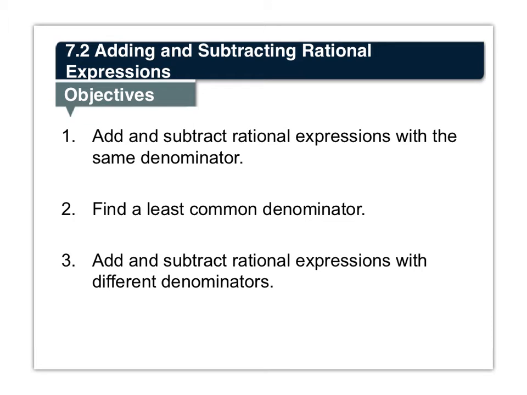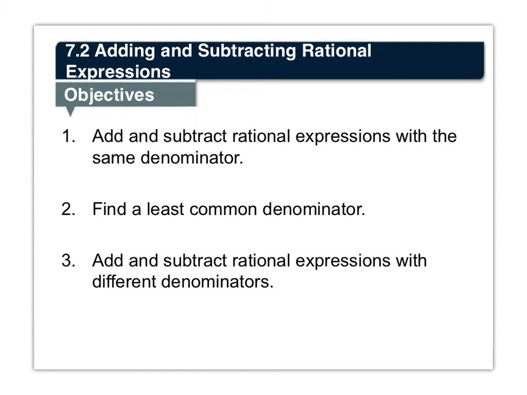In section 7.2, we are adding and subtracting rational expressions. Our objectives are to add and subtract rational expressions with the same denominator, find the least common denominator, and add and subtract rational expressions with different denominators. Before we jump into adding and subtracting rational expressions with variables, let's do a quick review of how we add fractions in general.